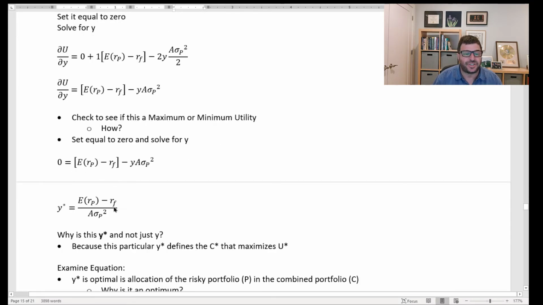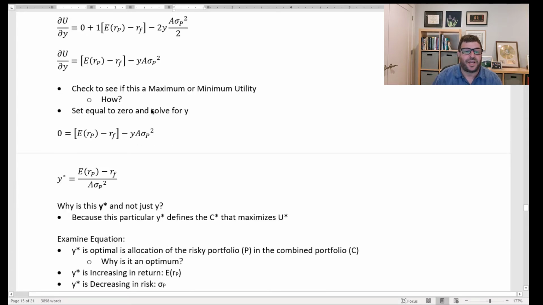Now, I want to check to see if this is a maximum or a minimum, and the way to do that would be to take the second derivative. That would drop out everything except for the A sigma squared P, since A is a measure of risk aversion and is a positive number, and since sigma squared must be a positive number, I put a negative sign in front of it, and I can see reasonably quickly that my second derivative is negative, and therefore this is a maximum and not a minimum.